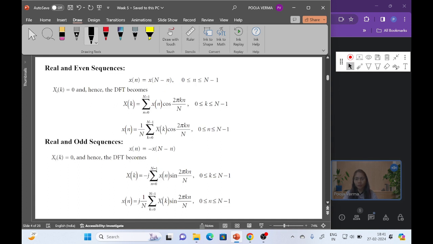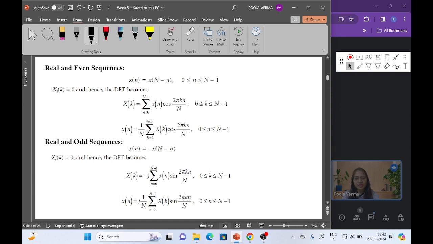Okay, so what will be the real and even sequences? For a real and even sequence, x of n is equal to x of N minus n, where n varies from 0 to N minus 1. And for real and even sequences, the imaginary part will be equal to 0. So the DFT becomes only real. If you have gone through the lecture videos, it has suggested the real part as well as the imaginary part.